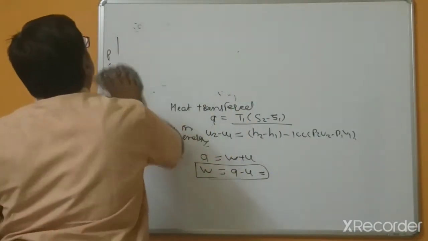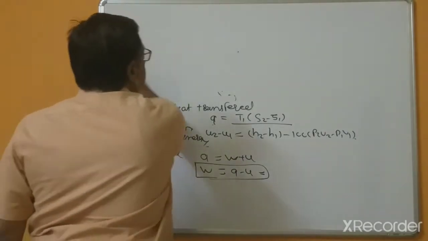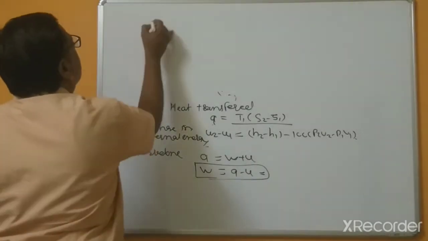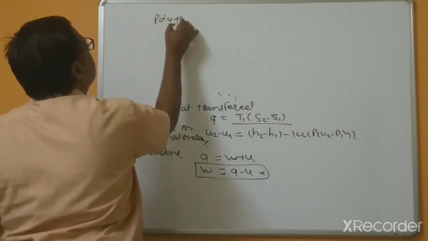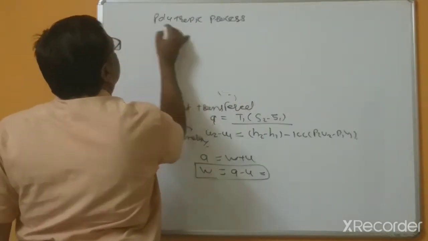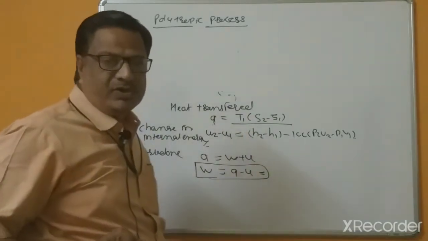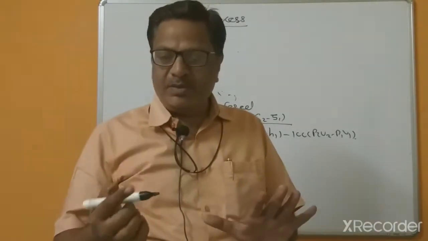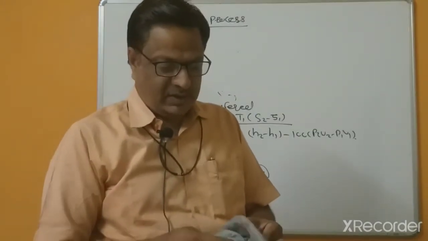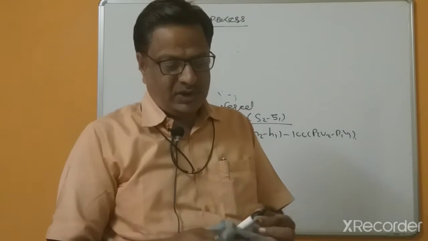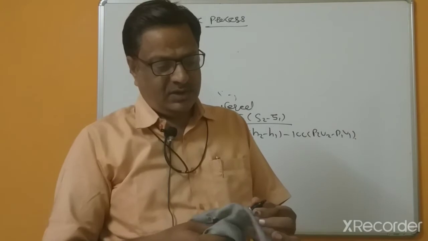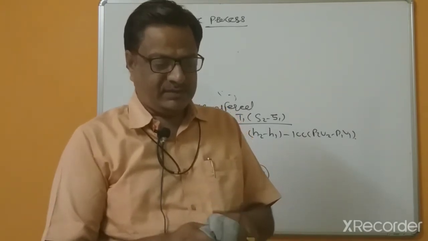The fourth process is the polytropic process. In the polytropic process, or this is nothing but the isentropic process, during the isentropic or polytropic process, there is no exchange of heat between the system and surroundings.